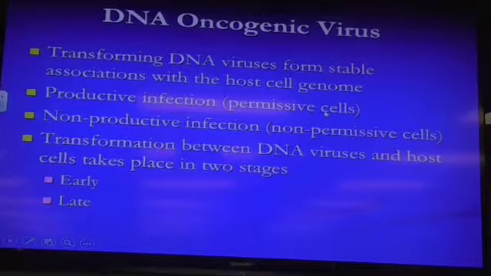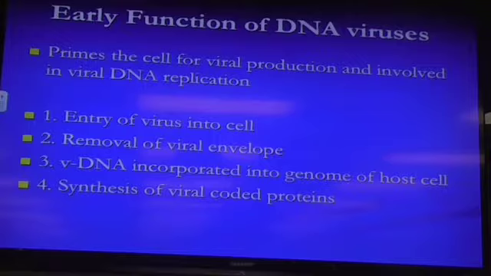Usually with permissive cells, they're going to end up dying. So they allow them to replicate and the cell dies. But the virus continues. Transformation takes place in 2 stages. There's an early phase and a late phase.